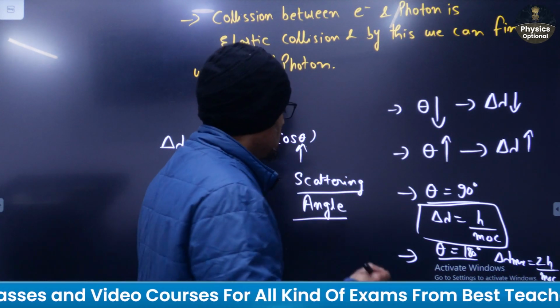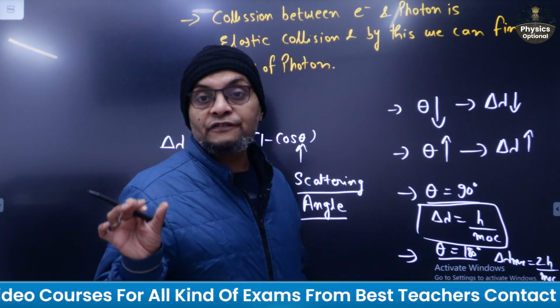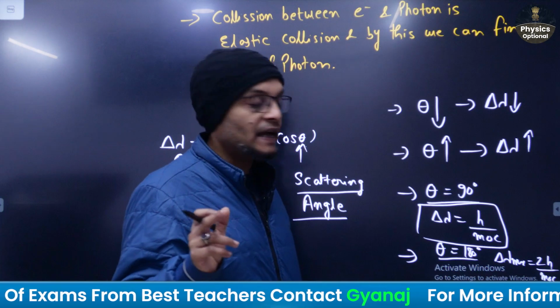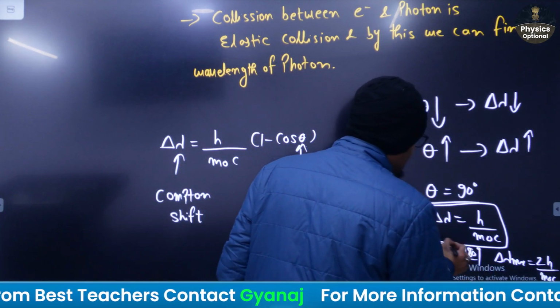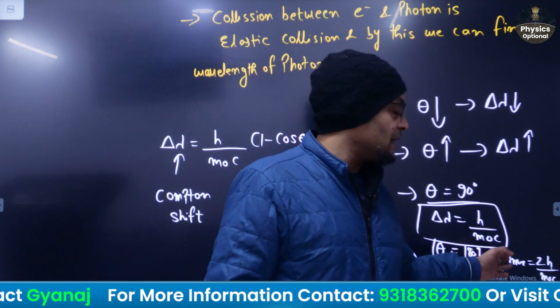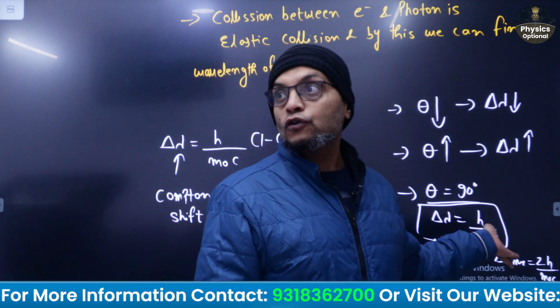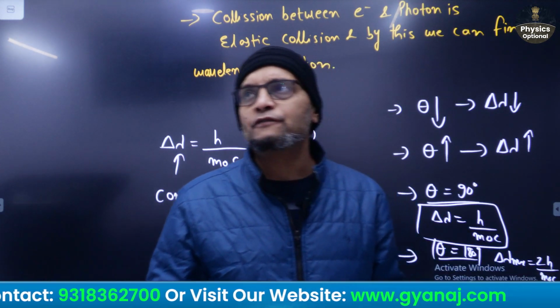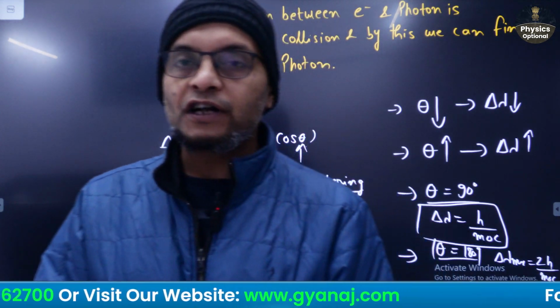And when will the shift be maximum? So the shift will be maximum when this scattering angle is 180 degrees. When theta is 180 degrees, then delta lambda, the change or Compton shift, comes out to be 2h upon m naught c. Compton shift or change in wavelength, whatever you want to call it.